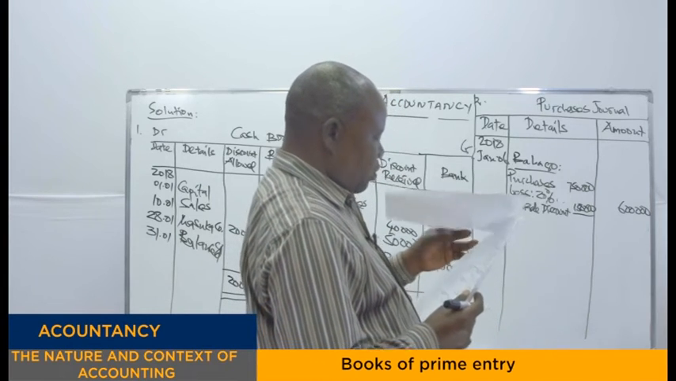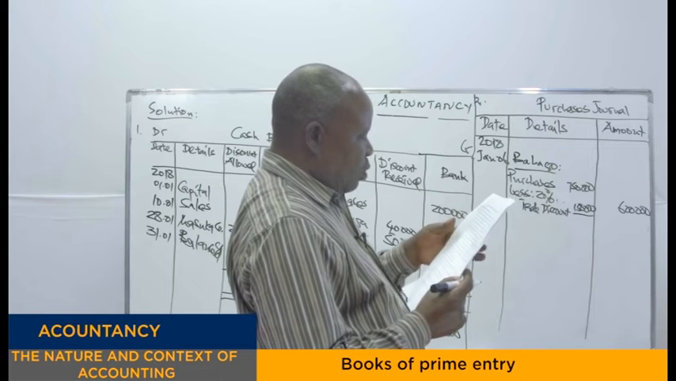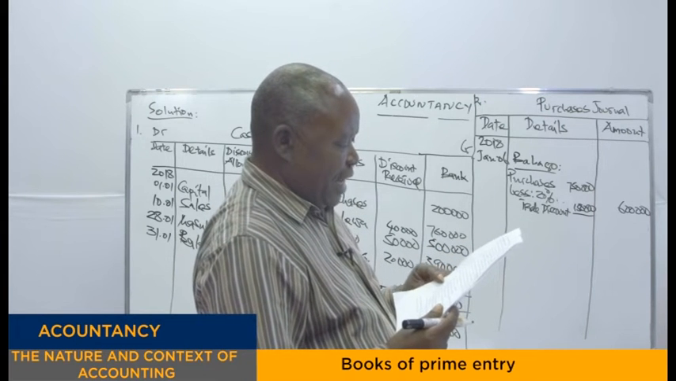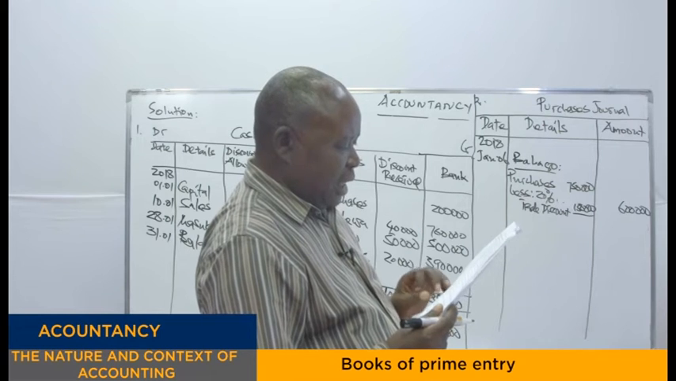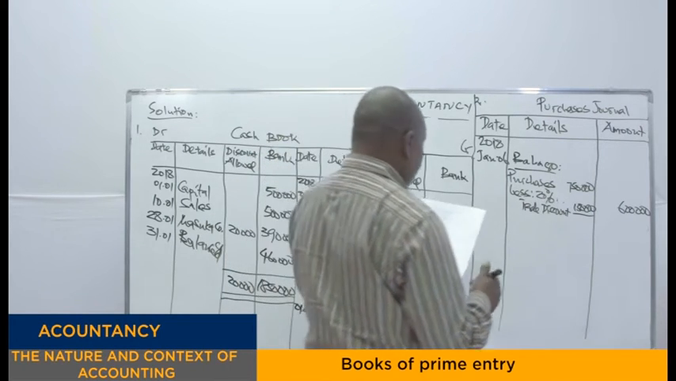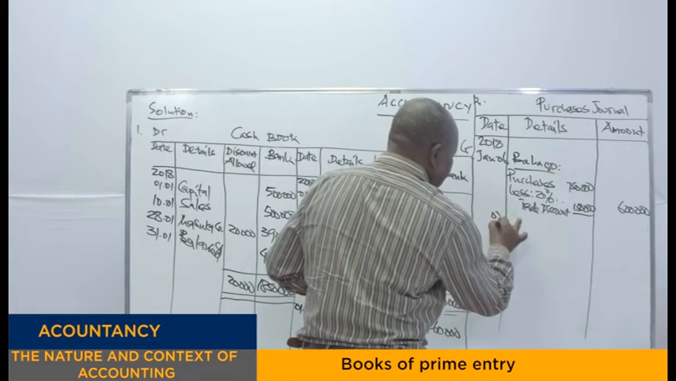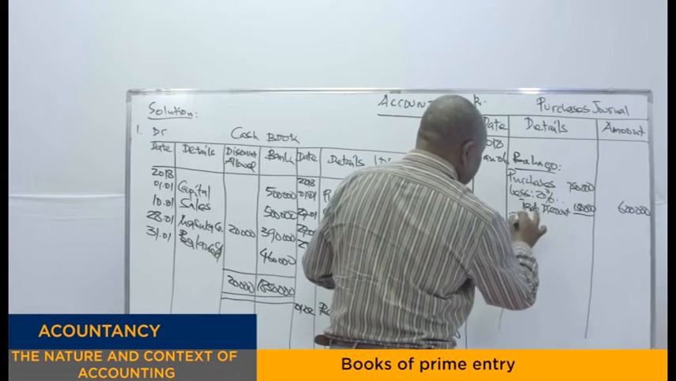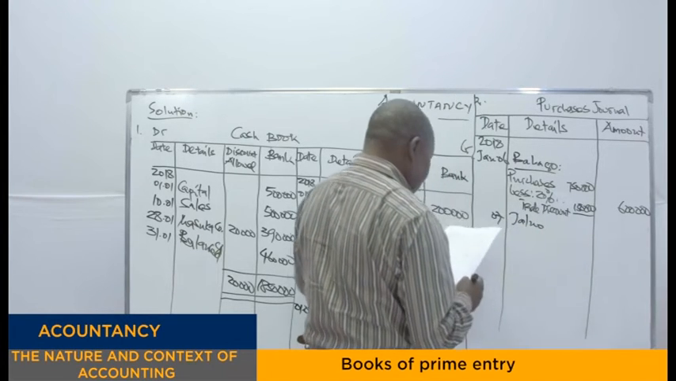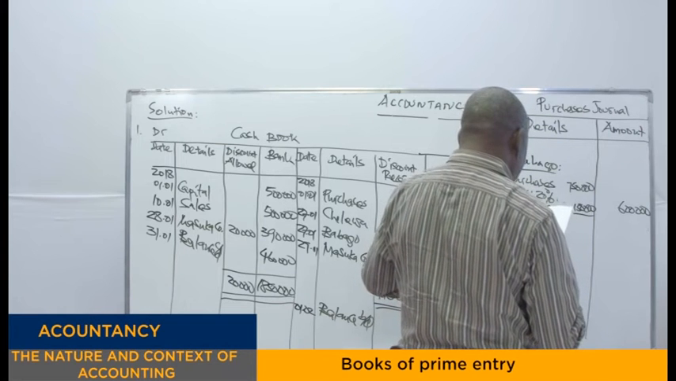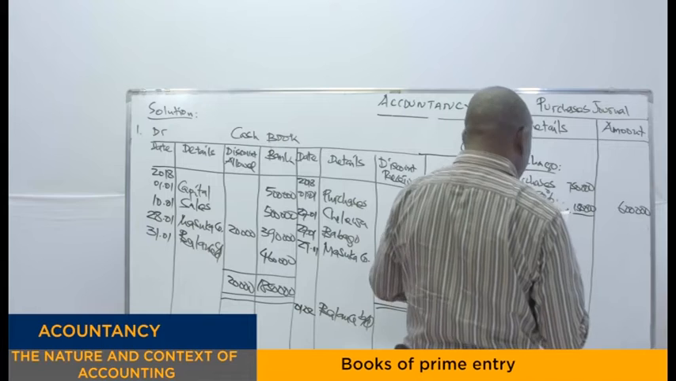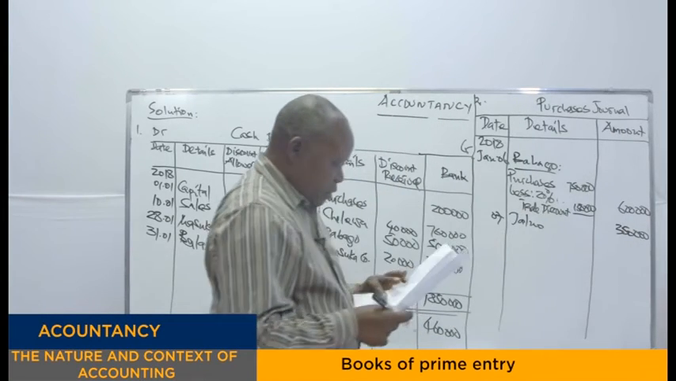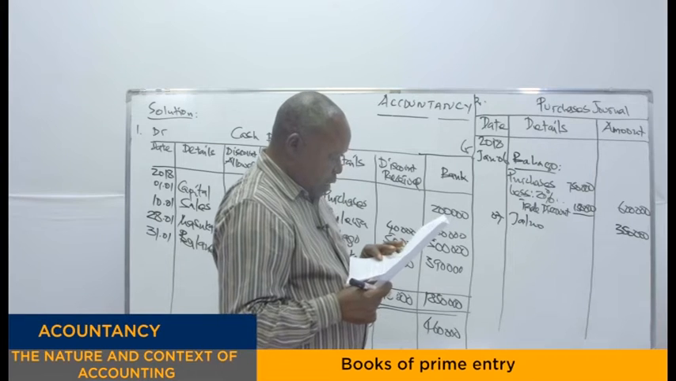Then we go to on the 7th, where we bought goods on credit from Jaluo, Tanzania shillings 350. Here we don't have a trade discount. We just write the figure. So this is on 7th January. Okay, it's already written January. So we just write Jaluo. Just write Jaluo, and the amount now is 350,000. Then we go to 8th.